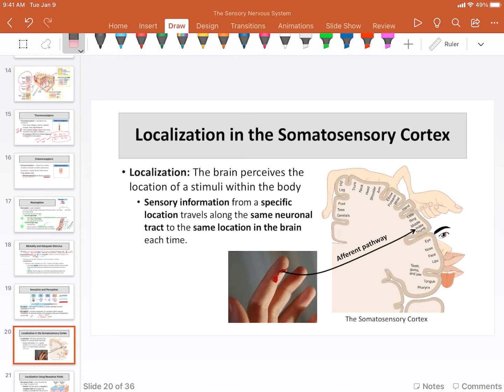The brain needs to be able to localize the source of the stimulation. Knowing the modality is all well and good, but if you don't know where that's coming from, the brain will have a difficult time interpreting the significance of that information. So there's a number of ways where localization is accomplished.